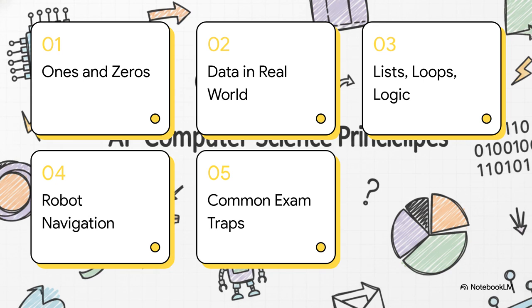To make sure we grasp everything perfectly, here's our quick roadmap for today. First, we'll cover speaking ones and zeros, then data in the real world, followed by lists, loops, and logic. After that, we'll check out the robot navigation guide, and finally, wrap up with avoiding common exam traps. Let's get right to it.